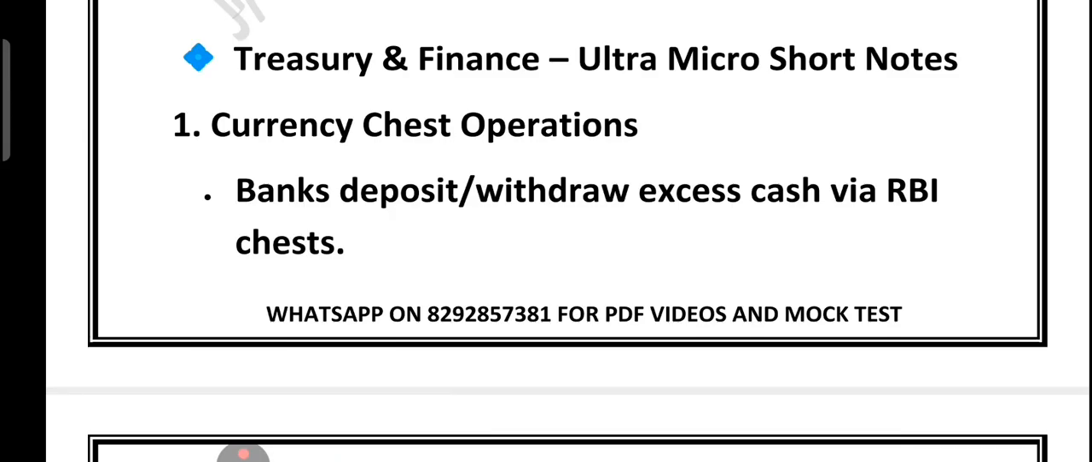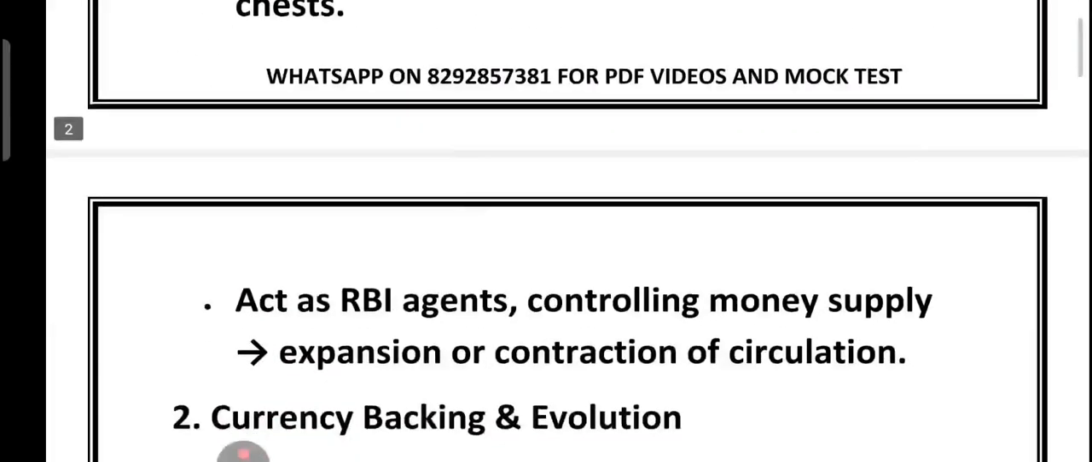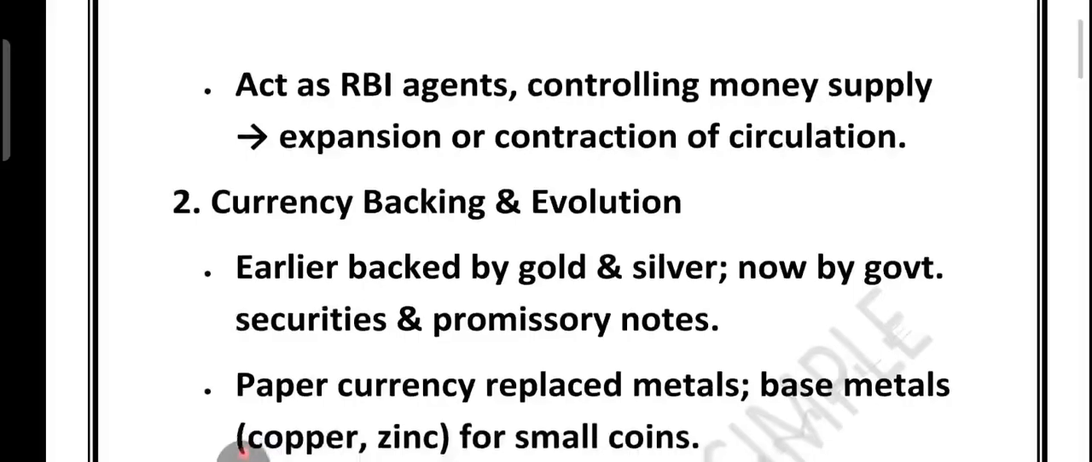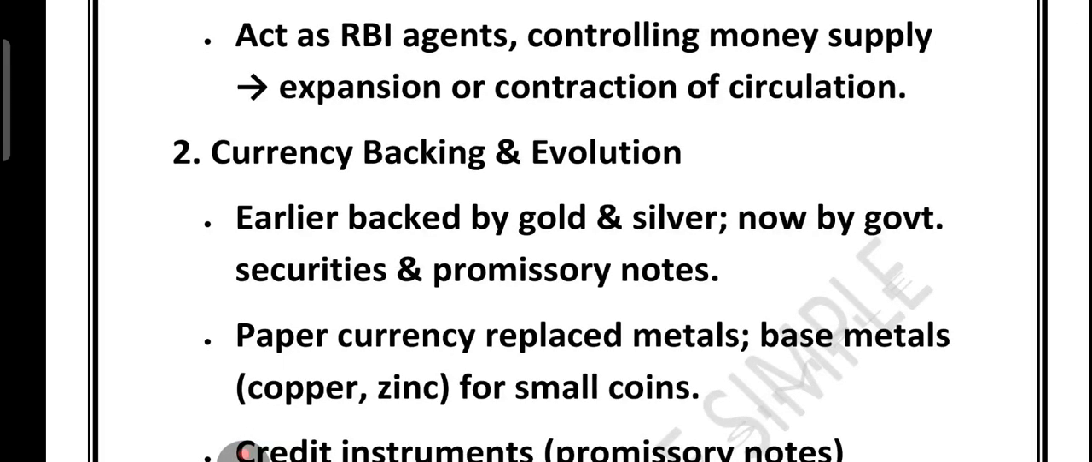Now friends, let's continue our discussion regarding the currency chest operation. What I told you, banks keep their extra cash in a special vault that is called a currency chest, and this currency chest is maintained by the RBI. Whenever banks have excess cash, they deposit the money in the currency chest, and when they need cash, they withdraw from it. So these chests basically help the RBI control money supply in the economy by expanding or contracting the amount of money in circulation.